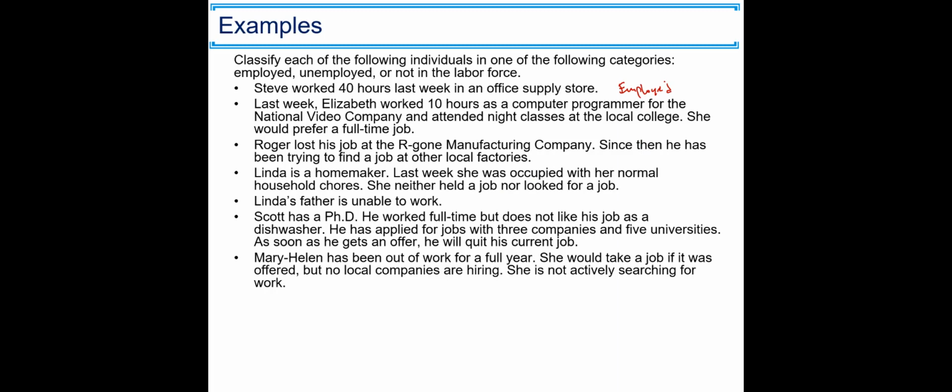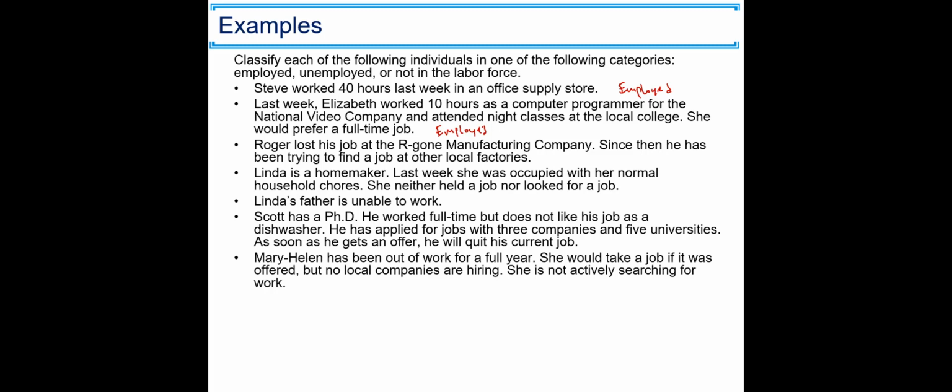Last week, Elizabeth worked 10 hours as a computer programmer for a national video company and attended night classes at the local college. She would prefer a full-time job. Still, even if you work 4 hours a week, you are considered as employed. Part-time jobs are considered as employed.